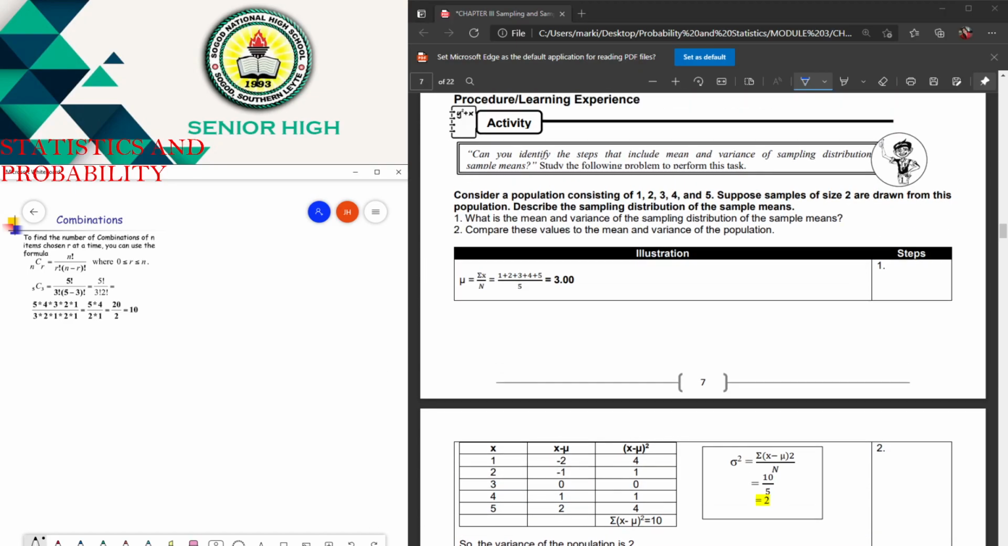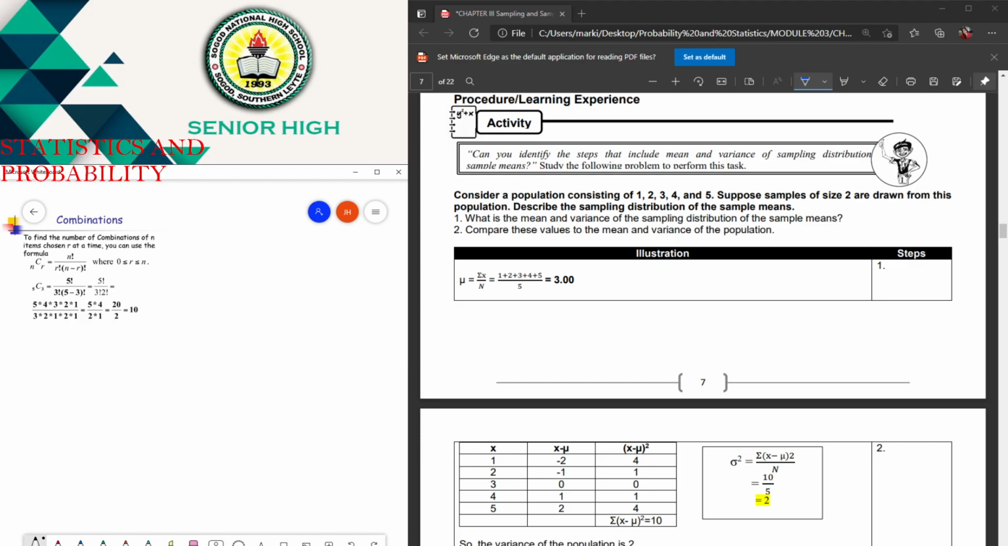So can you identify the variance? From the previous video, we were talking about the population variance, the population mean, the population standard deviation, right? And also the sample mean, the sample variance, and the sample standard deviation. This time, we are talking about sampling distribution. So we are now talking about probabilities.